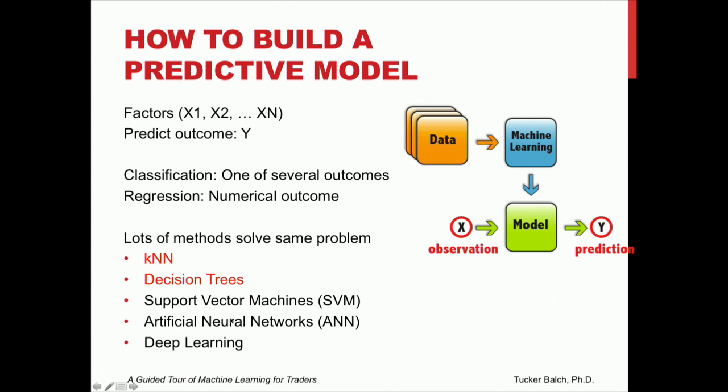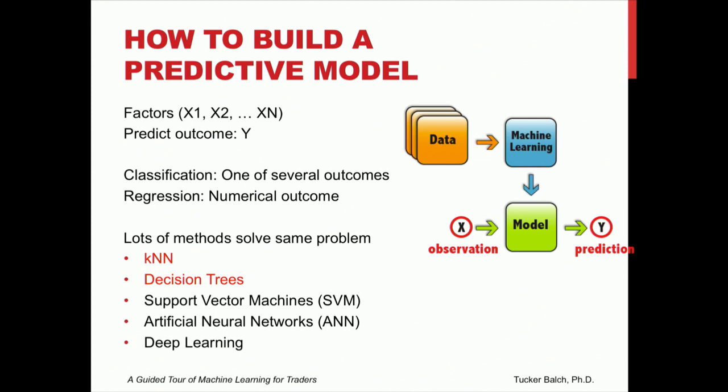You've probably heard of some of them. Deep learning is the latest sexy new way to do supervised learning, and it's great. It's a very strong new method. I'm going to talk today about KNN, which stands for K nearest neighbor, and decision trees. And the reason I picked those two is I think intuitively it's easier to understand them than some of the other approaches.